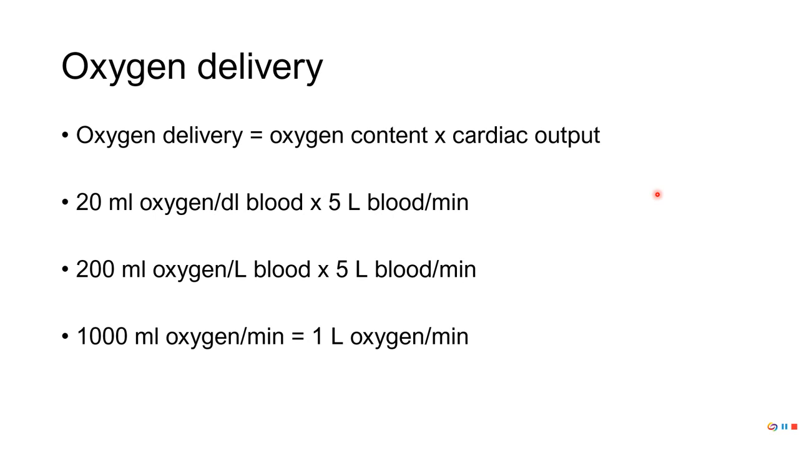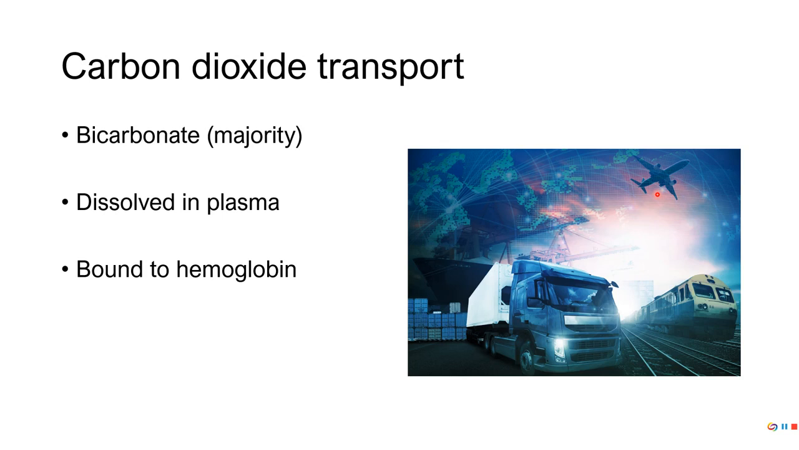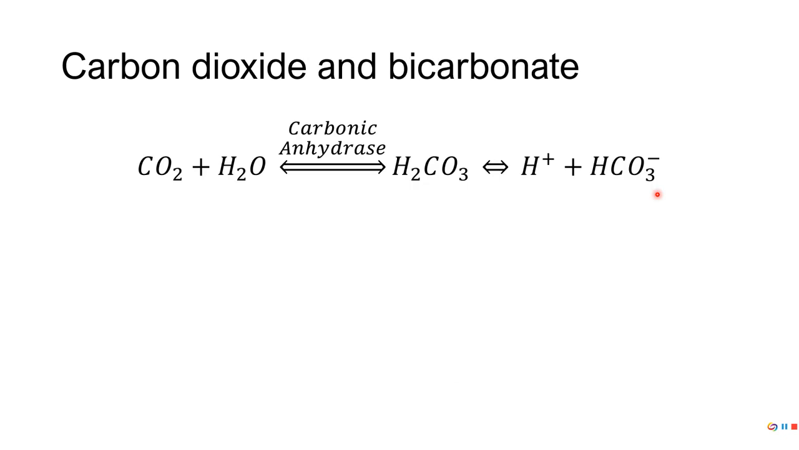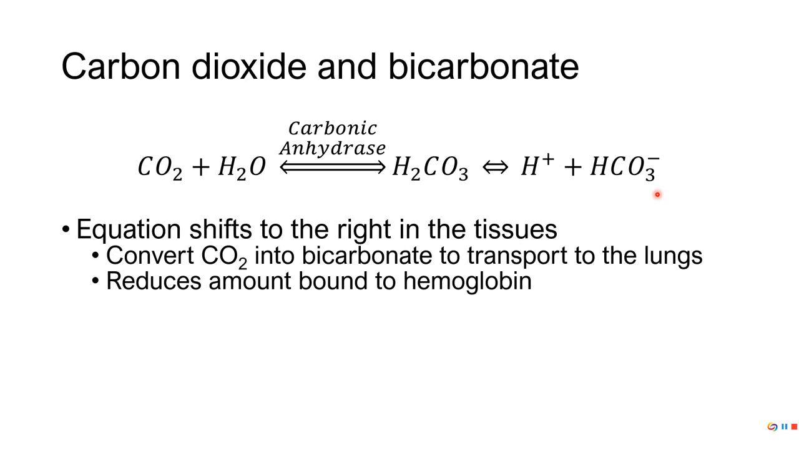Now, when it comes to carbon dioxide transport, we transport it in 3 ways: plasma, hemoglobin, but most of it is transported as bicarbonate. So hopefully you remember this equation from your physiology class. When we combine carbon dioxide and water with the help of an enzyme called carbonic anhydrase, that will form carbonic acid, ultimately leading to hydrogen ion and bicarbonate. Now, we want this equation to go to the right in the tissues because that's how we transport most of our CO2. We don't want it bound to hemoglobin because we want those spots available for oxygen.